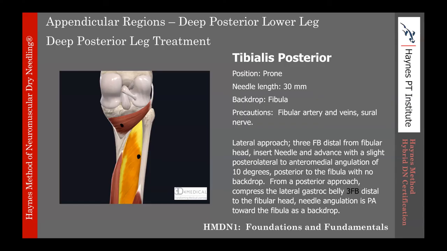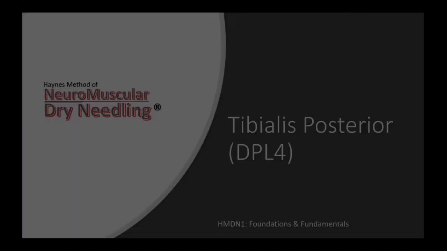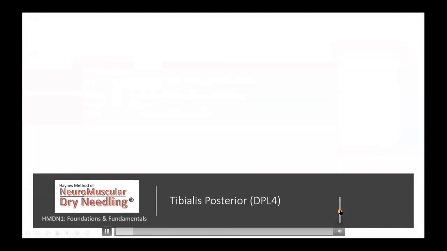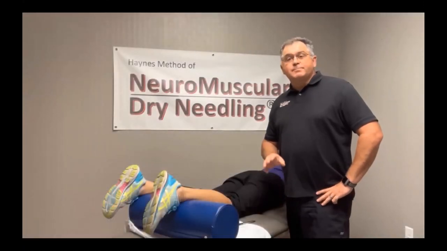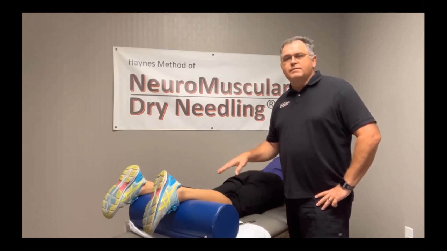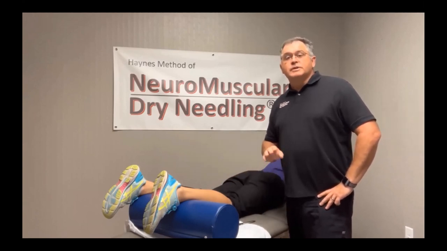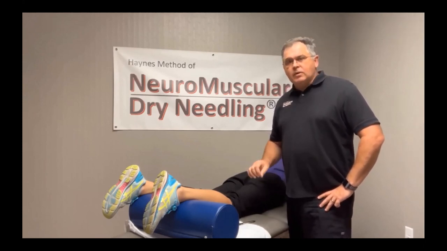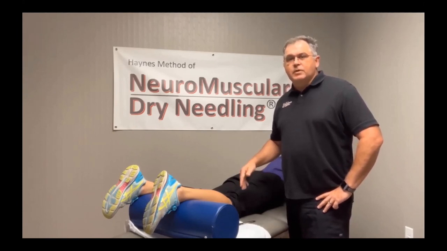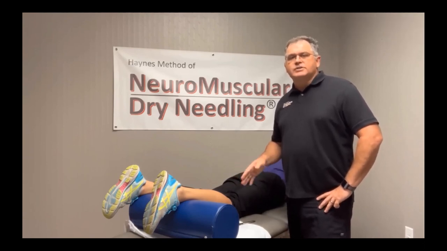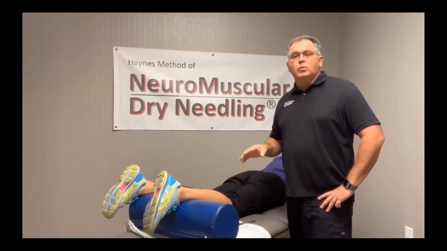And then for tibialis posterior. For tibialis posterior, again, prone position, needle length about 30 to 40 millimeters, backdrop down to the fibula. Precautions here: the fibular artery, the posterior tibial artery, posterior tibial veins, fibular veins, and the tibial nerve. To take a lateral approach, it'll be three finger breadths distal from the fibular head. We're going to insert a needle and advance with a slight posterior lateral to anteromedial angulation of about 10 degrees, posterior to the fibula with no backdrop.